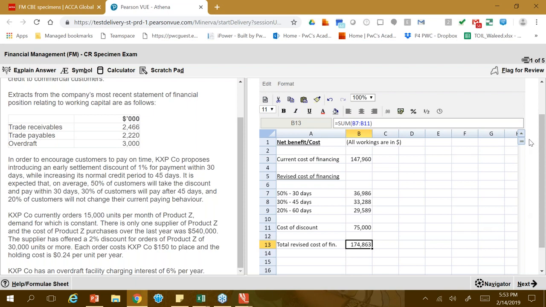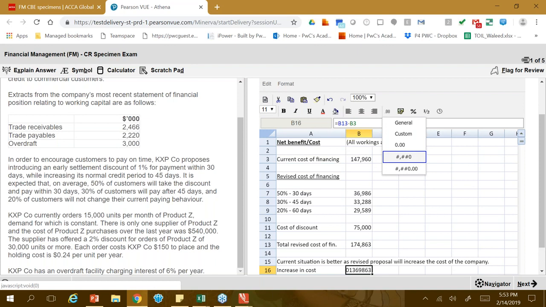Yes, stick with the current policy. We can't do a revised proposal here because that is more costly. So the current, yes, well done. The current situation is better, as the revised proposal will increase the cost of the company. And we can work out that increase in cost. An increase in cost is the B13 minus the B3. And that's it.